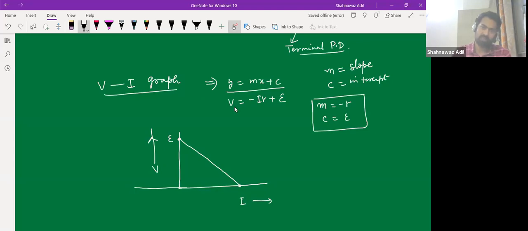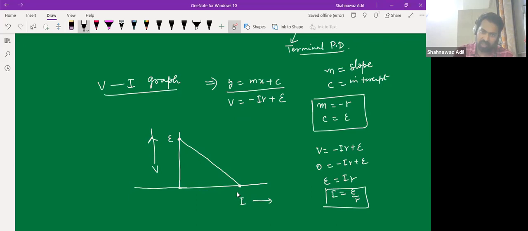So V is 0, which means that V is minus IR plus E. This is 0, right? Plus E. So this is E equal to IR. So I would be E by R. So this point is E by R, right? Where your current is maximum, right? And the slope, which is tan theta, we can write it as minus R.